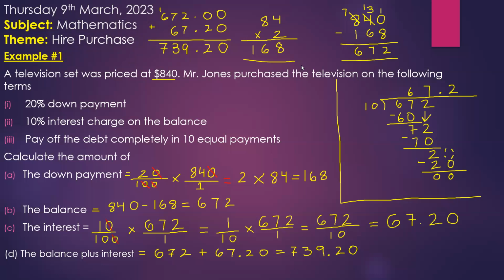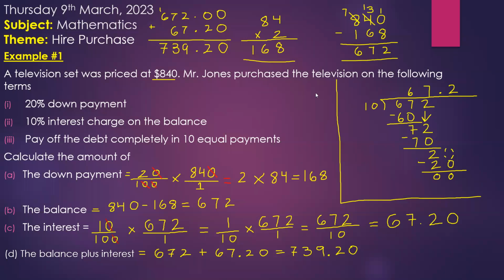Can you do example 1 for me, please? Okay. A television set was priced at $840. Mr. Jones purchased the television on the following terms: 20% down payment, 10% interest charge on the balance, and pay off the debt completely in 10 equal payments. Calculate the amount of the down payment.